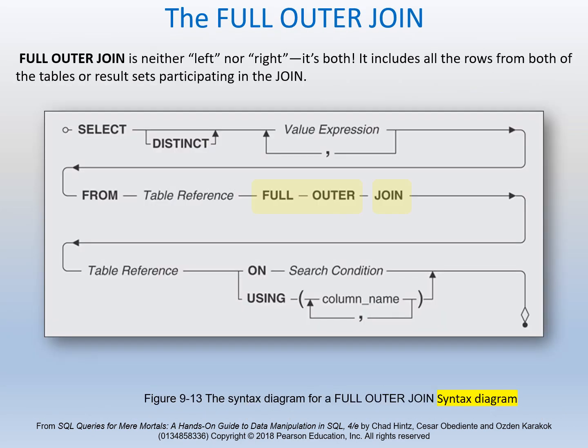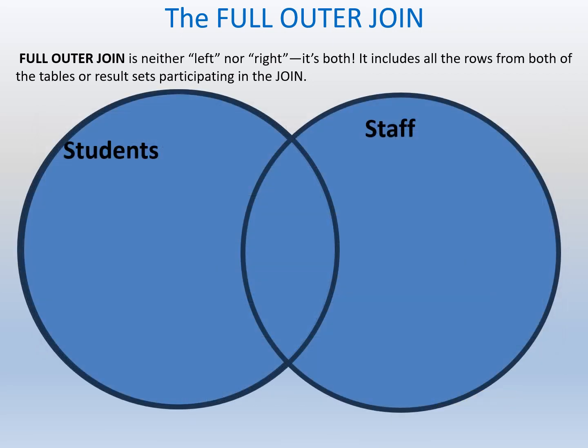We've reviewed left outer and right outer. Let's now review full outer join. Essentially, with a full outer join, you are retrieving all of the records from both data sets. This is the visual depiction of two data sets in a full outer join.